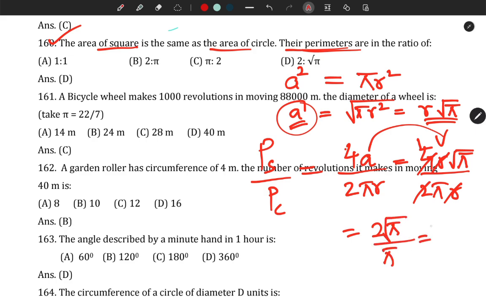Now this we can write 2 pi. This pi also we can write root pi into root pi. Root pi into root pi will be pi. So let's cancel. So we're left with 2 divided by root pi. So it will be 2 is to root pi. So let's look for the correct answer. Perimeters. This is the correct answer.